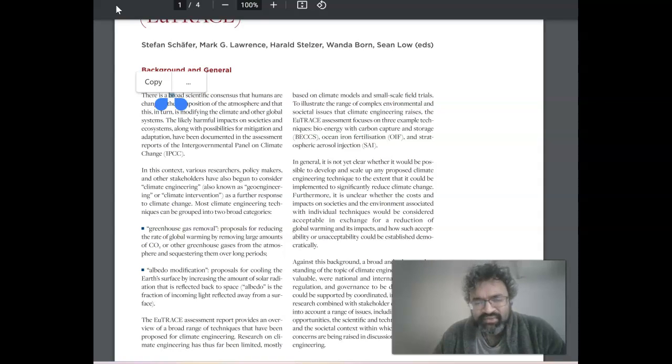However, the albedo modification, this isn't one that I've encountered as much. Proposals for cooling the Earth's surface by increasing the amount of solar radiation that is reflected back to space. So that reflection is what is causing the hole within the atmosphere. So albedo is the fraction of incoming light reflected away from a surface.